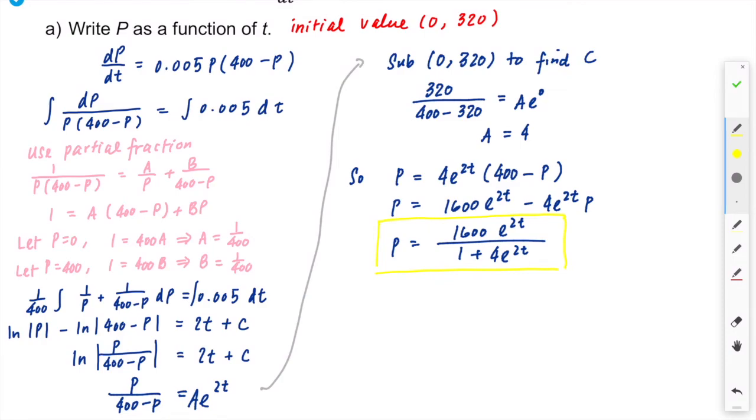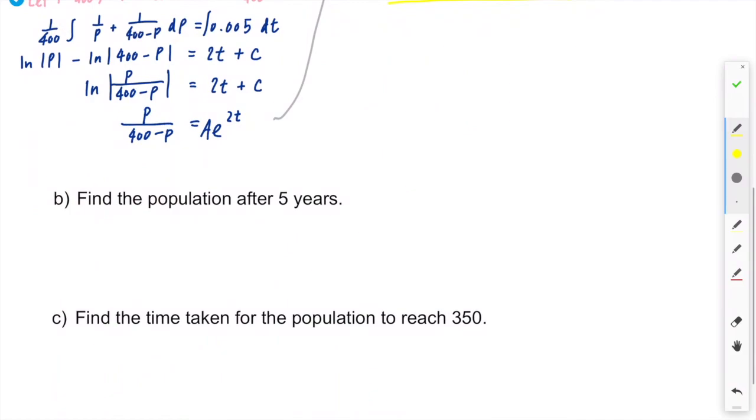Okay, so now using this form or equation, part B, find the population after 5 years. So that means I'm looking for P of 5. It's 1600 e to the power of 2t, so now it's to the power of 10, over 1 plus 4e to the power of 10. And this works out to 400. It's like 399.99999, something like that.